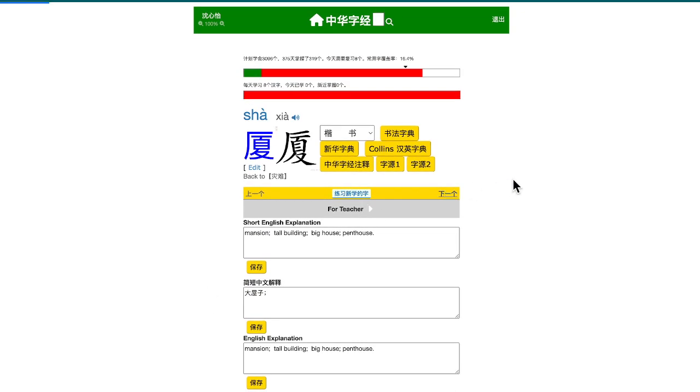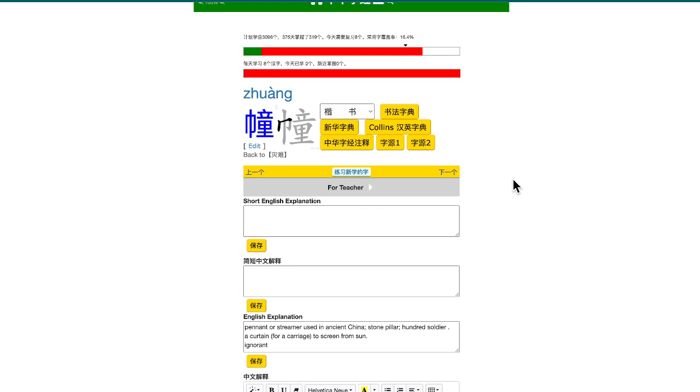Next one, 状. Now 状 means one of those big curtains that wrap around a dwelling place. It's the thing that supports the tent.